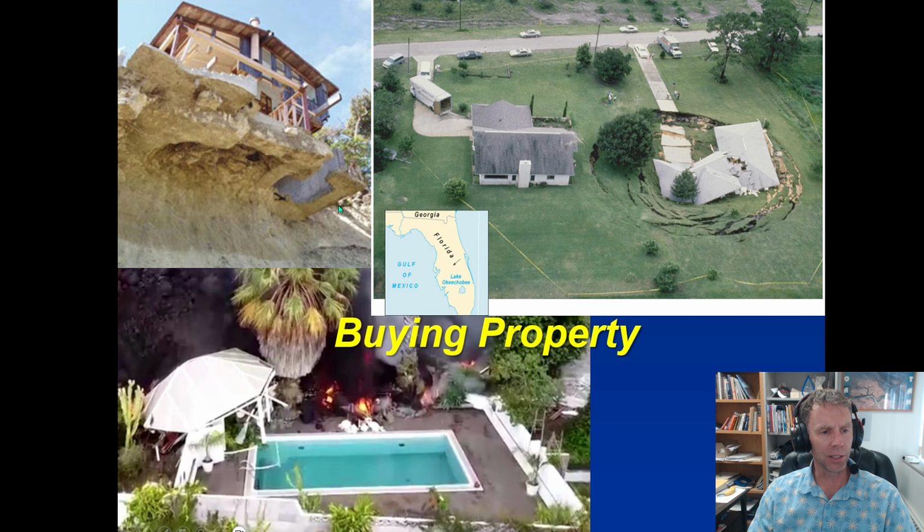Top left is some flooding and river erosion that's undercut the foundation of this home. And then my favorite one here is this one in the upper right from Florida. So you can see this home that's completely collapsed into this sinkhole. And the photo just says it all. And then there's this yellow tape that is surrounding not just the collapsed home, but the one next door.